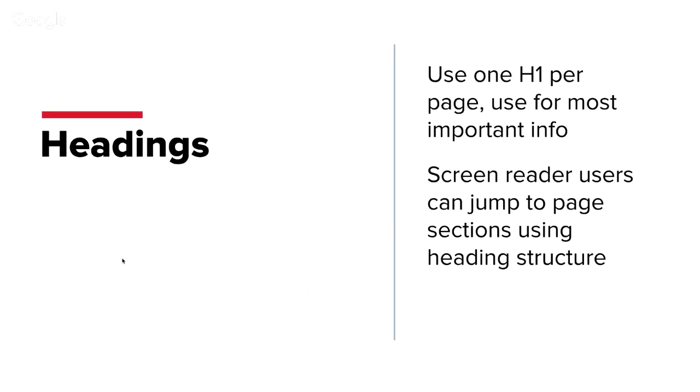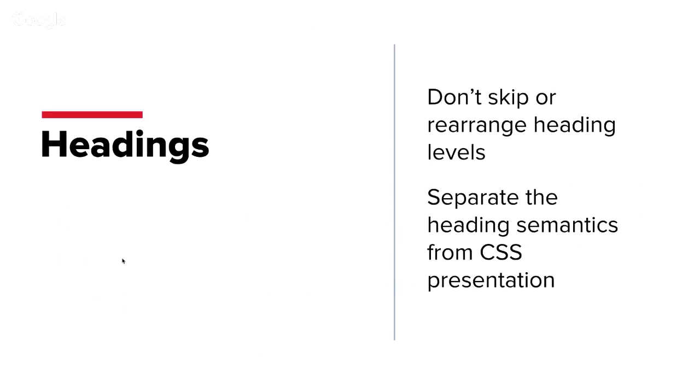Also, screen reader users rely on heading structure for context. And if a screen reader user is using something like, for me, because I test a lot with VoiceOver, you can use the rotor and scan the page for headers and jump right to that content. So proper outlining and structure of the page is important. Don't skip or rearrange your heading levels, and be sure that you're separating your heading semantics from the way the visual representation of your headings looks on the page.